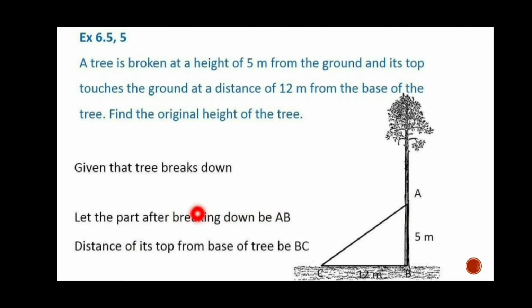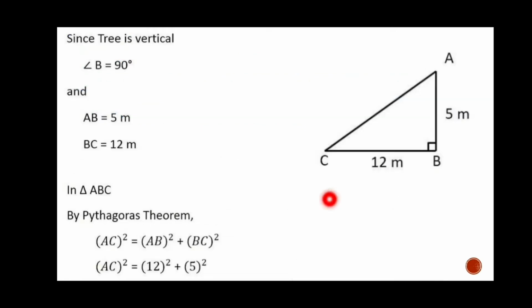So given that the tree broke down at point A, let the part remaining after breaking down be AB, this 5 meter, and the distance of the top from the base of the tree be BC. So BC is the distance where the top falls on the ground from the base of the tree, which is 12 meter. Since the tree is vertical, the angle is 90 degree.